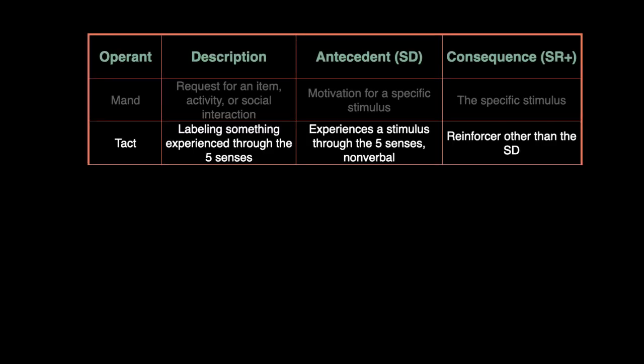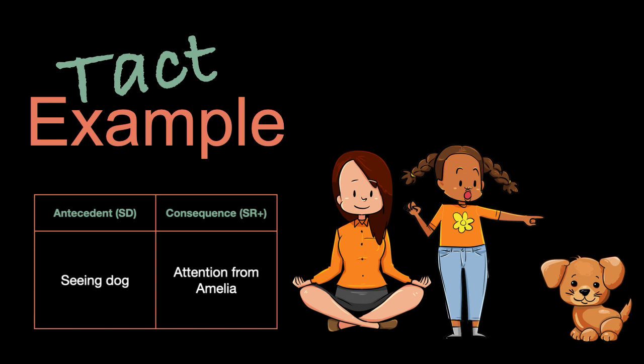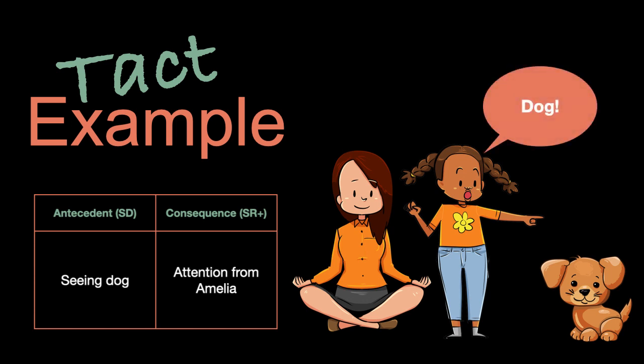A tact is essentially labeling something the learner experiences with his 5 senses, including seeing, hearing, smelling, tasting, and feeling. The SD is what the learner experiences in the environment, and the reinforcer is not directly related to the SD. Let's look at an example. Jenny sees a dog, points and says, "Dog." Although Jenny sees the dog, she does not want the dog.